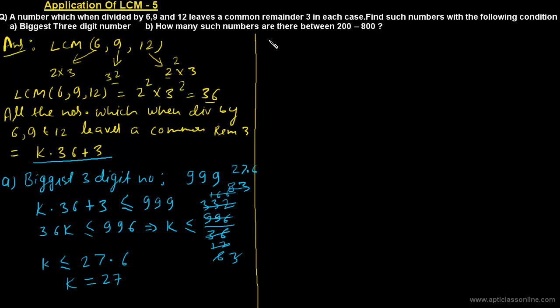So the biggest 3-digit number which we are trying to find out is 36 into 27 plus 3.